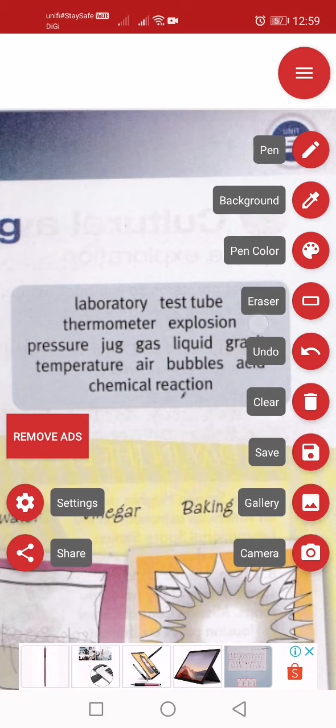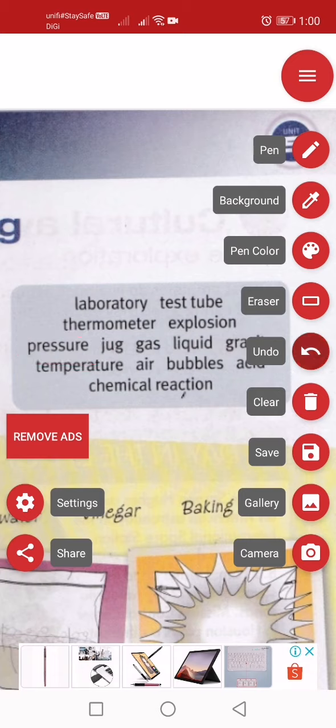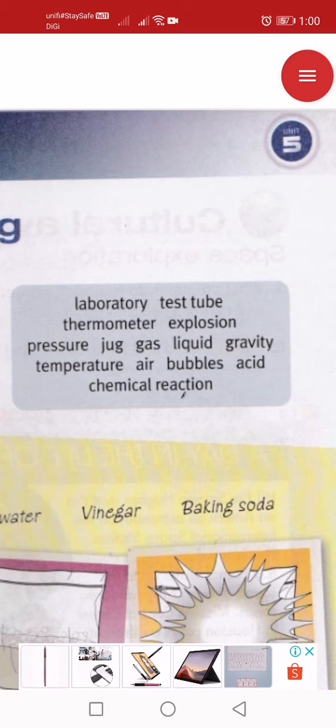Explosion is letupan. I'm not going to show that. Next one, pressure is tekanan. Apa-apa tekanan lah. Tekanan biasa kalau dari segi gas kamu tak nampak kan. I don't want to go into too much detail. Okay, pressure is tekanan. Tekanan biasa melibatkan gas.